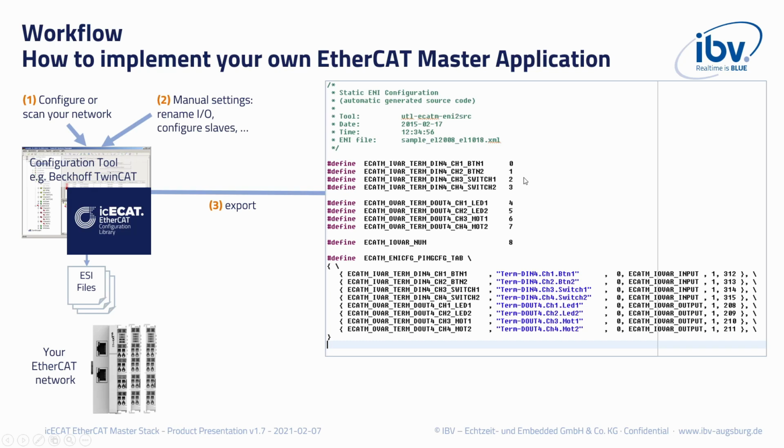This generated header will look like this. Here you can see the button 1, button 2, switch 1, switch 2 inputs we've seen before in the ENI file.